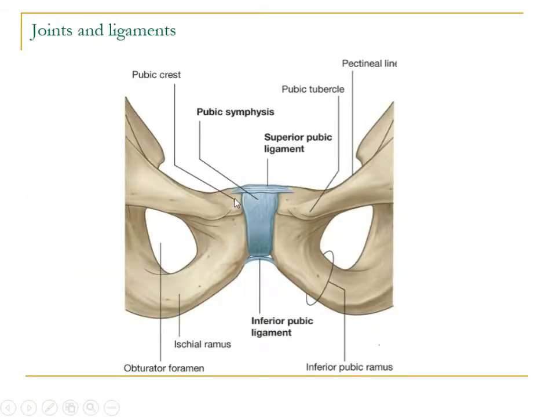And we still have to deal with the two different ligaments which support this pubic symphysis. On the top is the superior pubic ligament, and on the inferior side it is the inferior pubic ligament. And among the superior pubic and inferior pubic ligaments, the inferior pubic ligament is stronger.